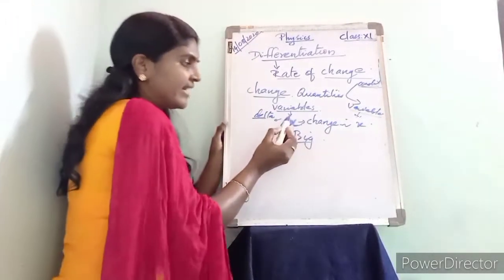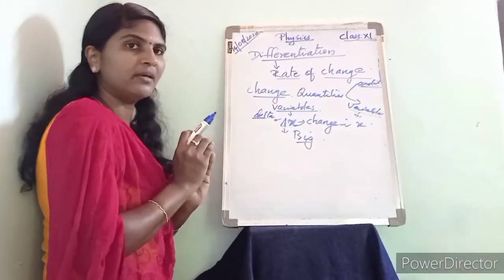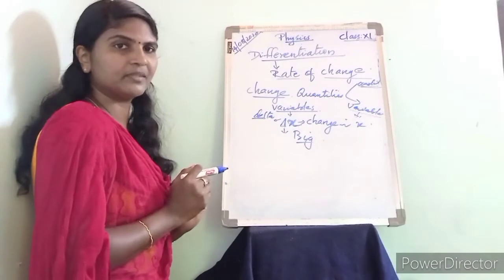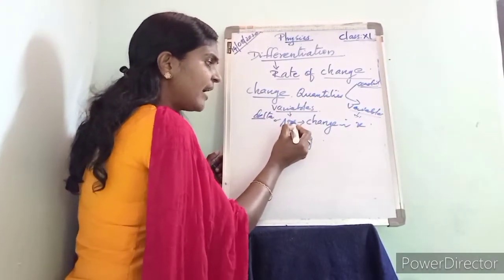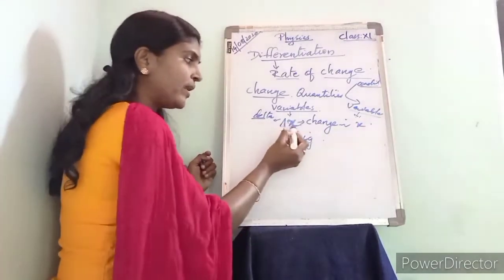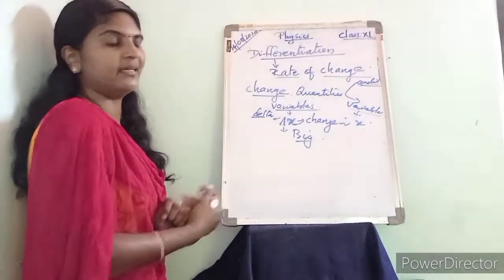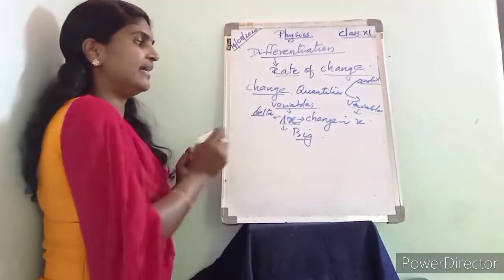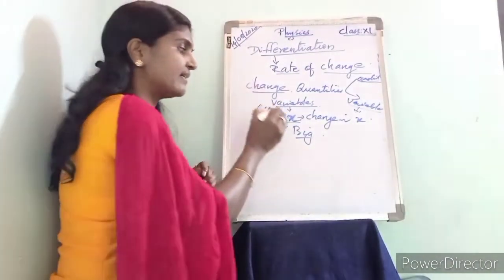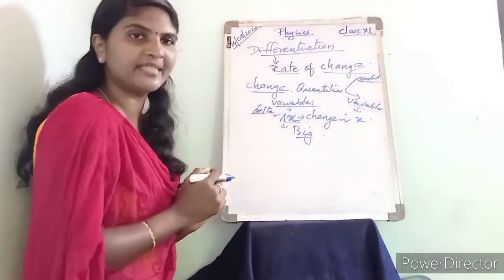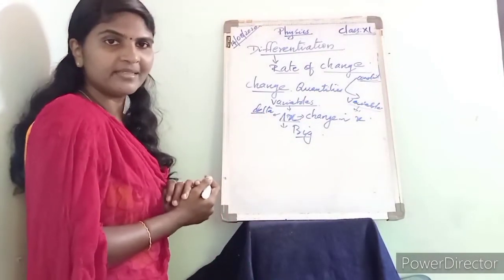So here we are considering a variable x. Variable means it undergoes a change. If we put delta before x, we call it delta x. What does this mean? Change in x, represented as delta. What kind of change? It is a big change.